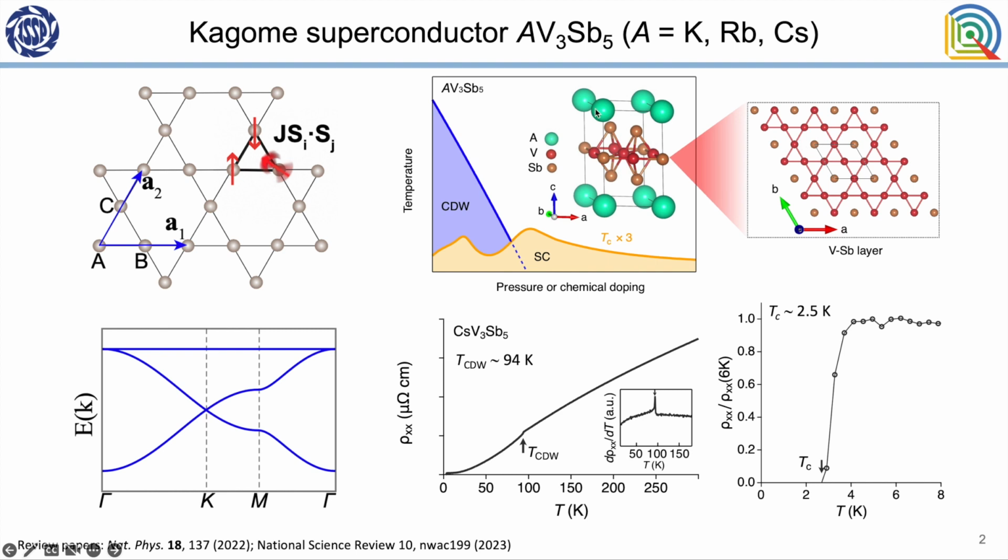As the phase diagram shown here, the superconductivity competes with the charge density wave order in an interesting way. Double superconducting dome will appear with the charge density wave order being suppressed. So this study will focus on the CVS compound, which has a CDW transition temperature at 94 K and the superconducting transition at 2.5 K.